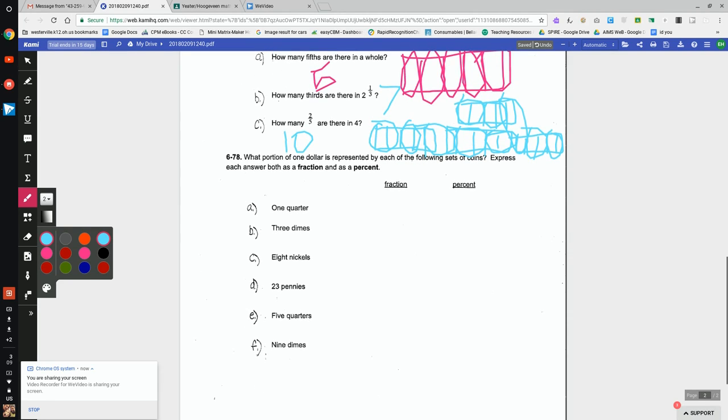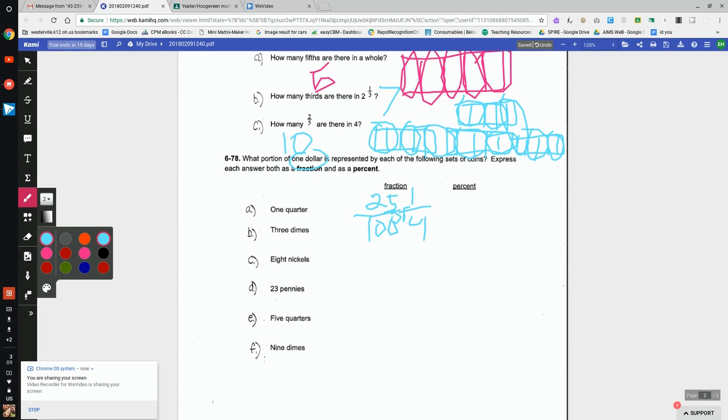Last question. I'll just show you how to do the first two, and you can figure out the rest. It's pretty simple. We're writing a fraction and a percent for representing $1. So if I had a quarter, I know I have 25 cents out of my 100 to get the dollar, or I can just say 1/4, whichever one you choose. And then that percent, 25 out of the 100 would be 25%, and so on. Again, 9 dimes. I'll skip to the bottom. I'd have 9/10 of a dollar and 90%.